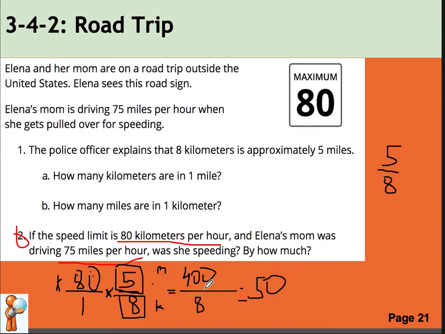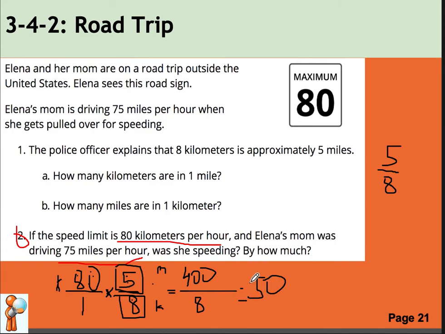Now, let's say, for instance, you made a mistake and you did 8 over 5. If you made the mistake of multiplying 80 times 8, that would be 640. And then if you divided that by 5, that would be 128. So your answer would have come out that if she was driving, it would be 128 miles per hour. Now that, if you think about it, would not be right at all, because we know that kilometers are smaller.